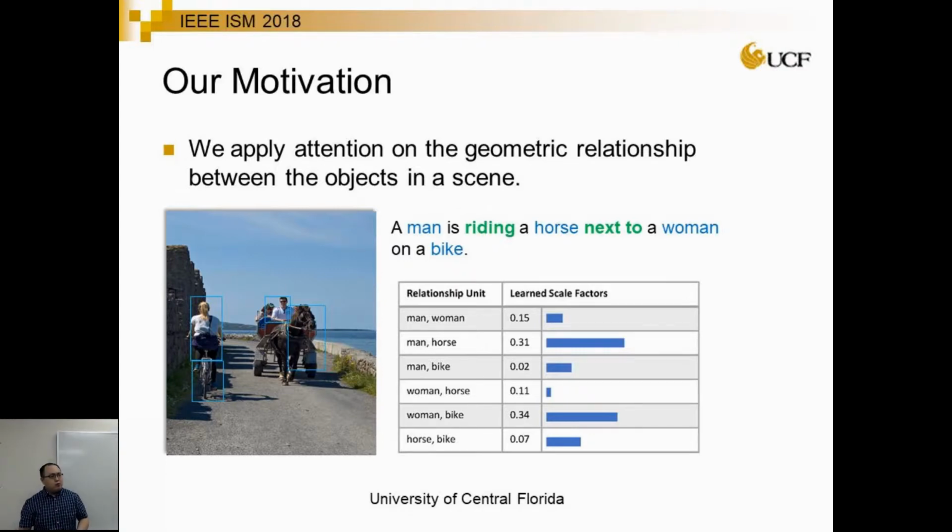We also apply the attention mechanism on the pairwise relationships learned by our model, instead of the isolated objects like other works. And here we show some examples. Our model learns to weight the pairwise objects, and we see that the informative, meaningful object pairs, the man and the horse and the woman and the bike, were learned with a higher weight by the attention mechanism.